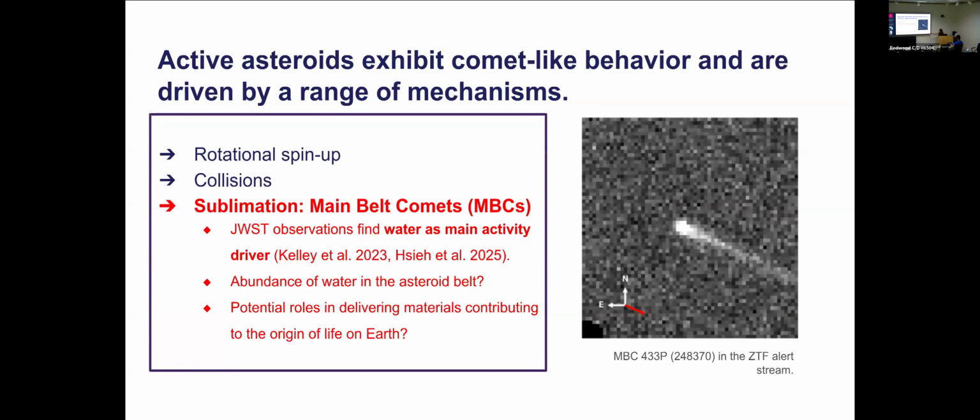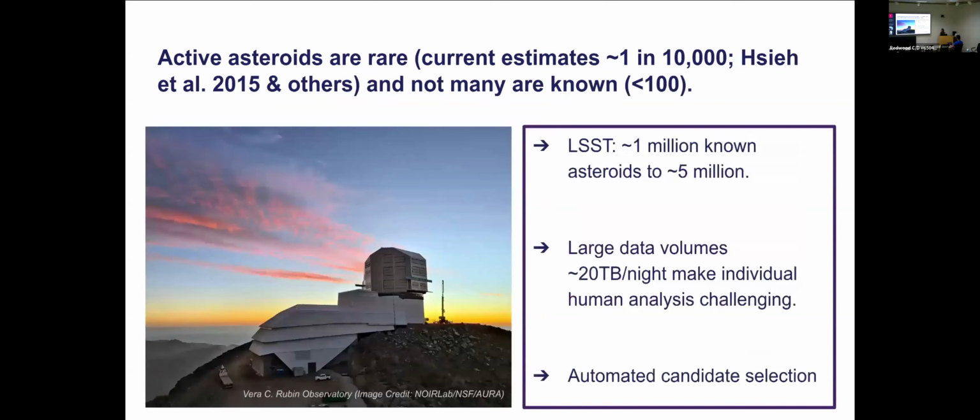Very cool. So this is MBC 433P in the ZTF alert stream. You can see it's got a nice bright tail right there. And we're going to look for them in LSST.